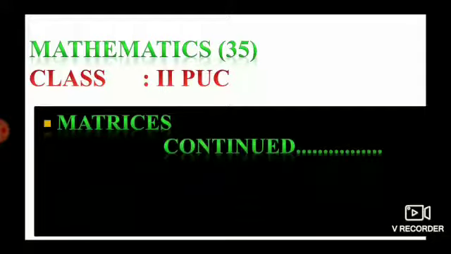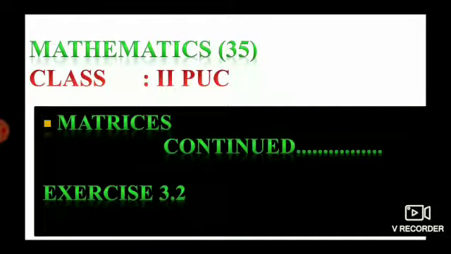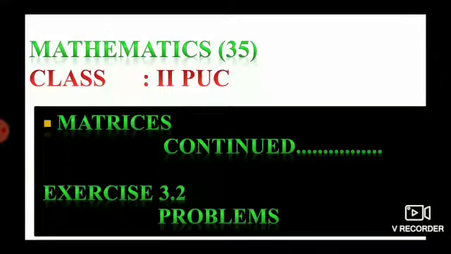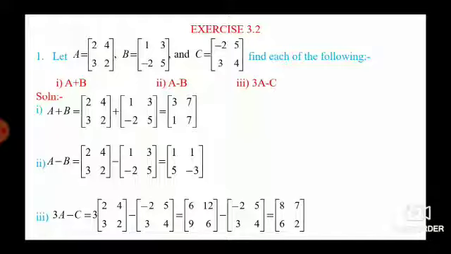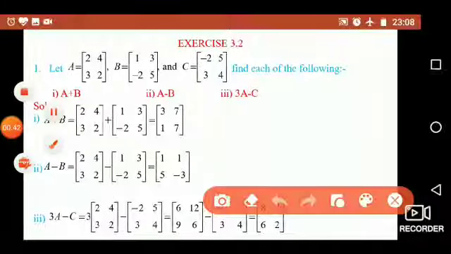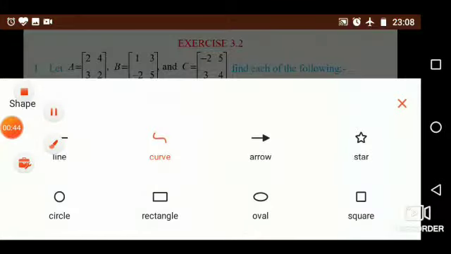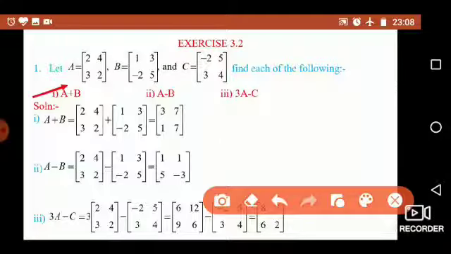Today, let me start with some of the examples from exercise 3.2. First example: let matrix A be equal to first row elements 2, 4, second row elements 3, 2. B is equal to 1, 3, minus 2, 5 and C is equal to minus 2, 5, 3, 4. Find each of the following. We have to find A plus B, A minus B and 3A minus C.